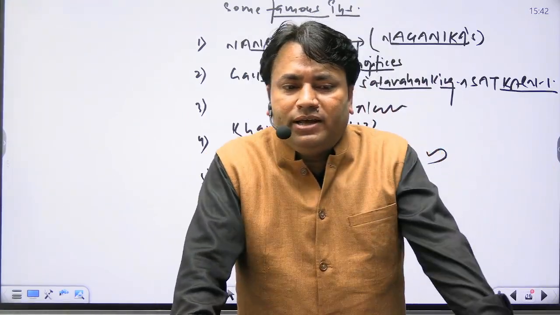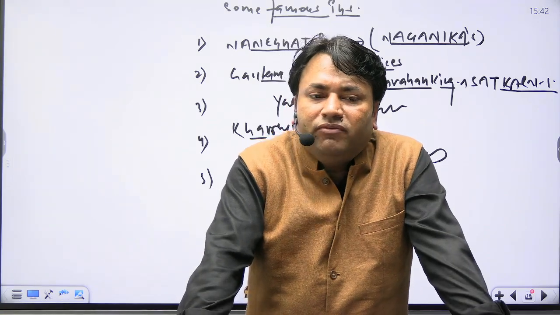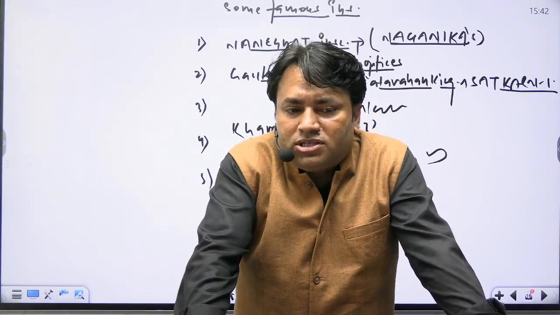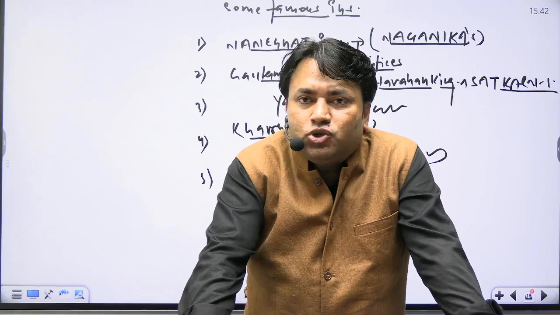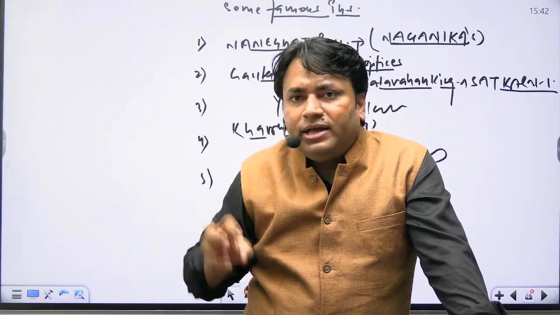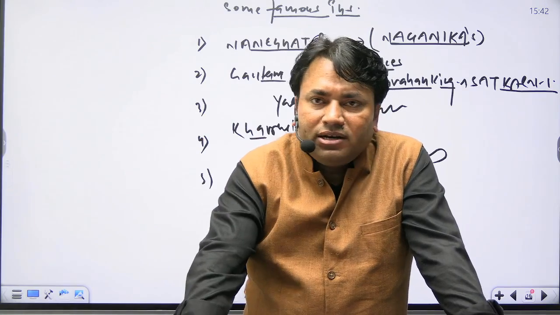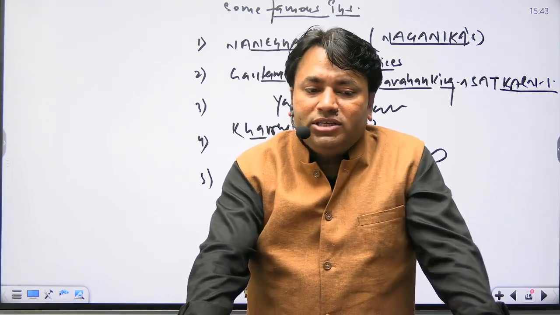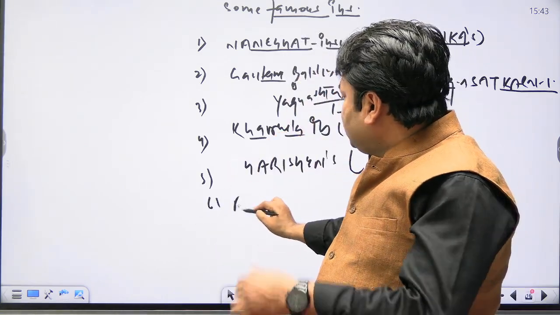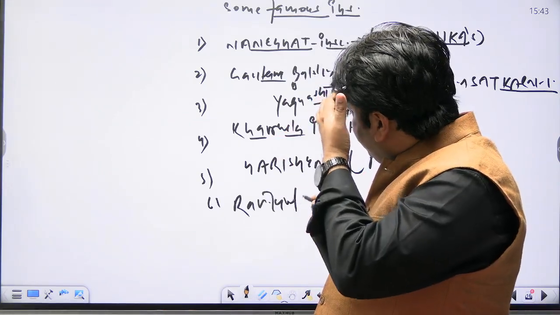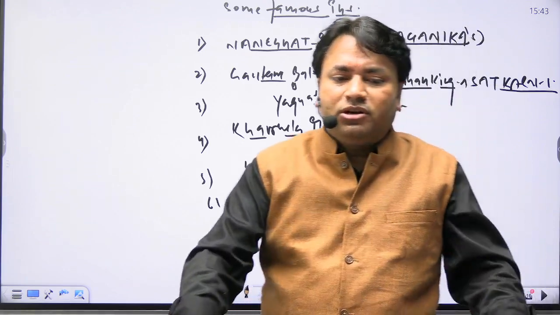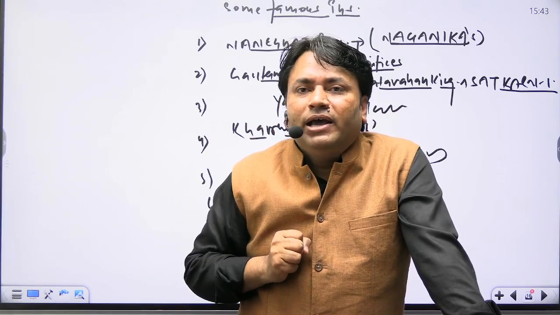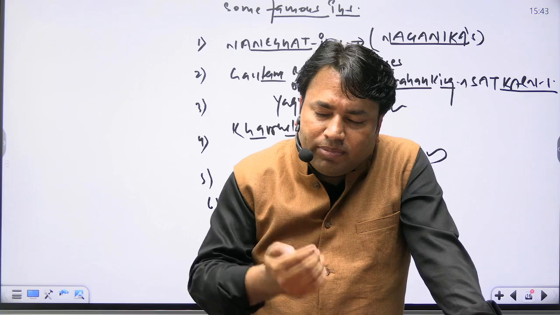In Harishena's Prayag Prashasti inscription, we get important information about the adventures and campaigns of Samudragupta. Got it? So inscriptions give us a very good idea about the political system of that period. Ravikirti's Aihole inscription is also very important. By these inscriptions, we get a very important idea about the political history of that particular time.